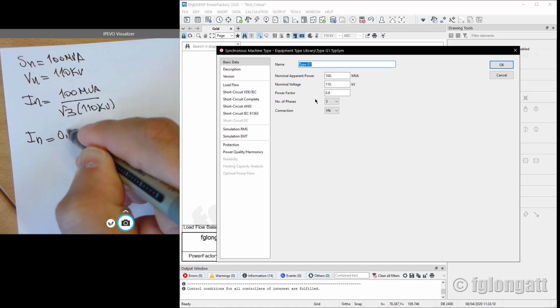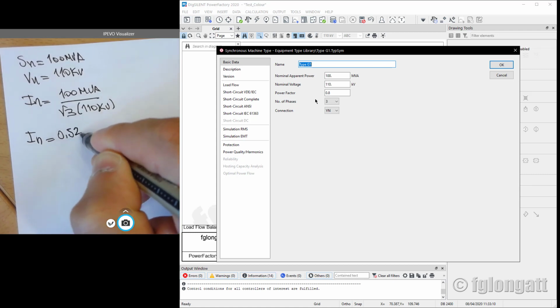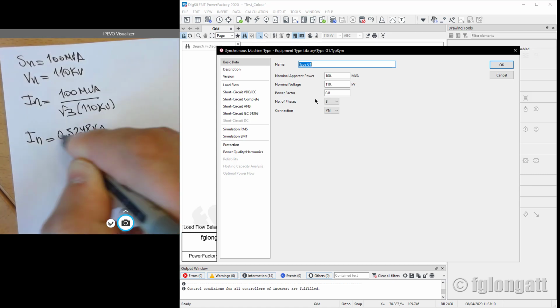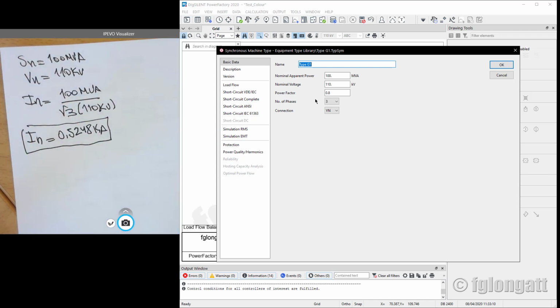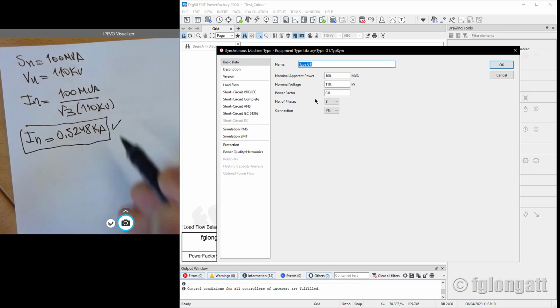And we can see here that the nominal current over here should be 0.5248 kiloamps. Let me check again, because I made some mistakes with this calculator in the past. Let me check again my results. Okay, and then divide by 110 kV. Yes, the result is proper.